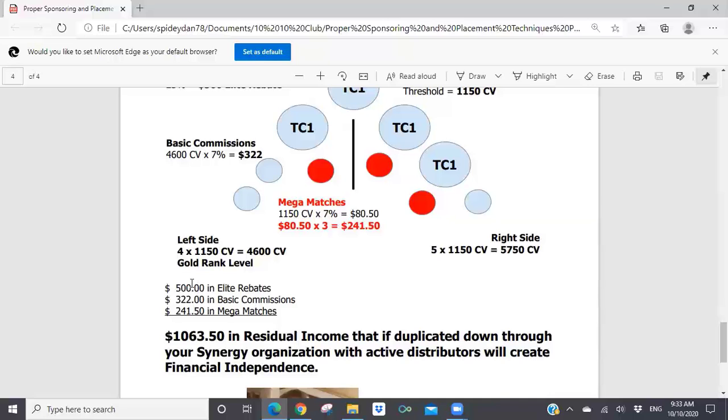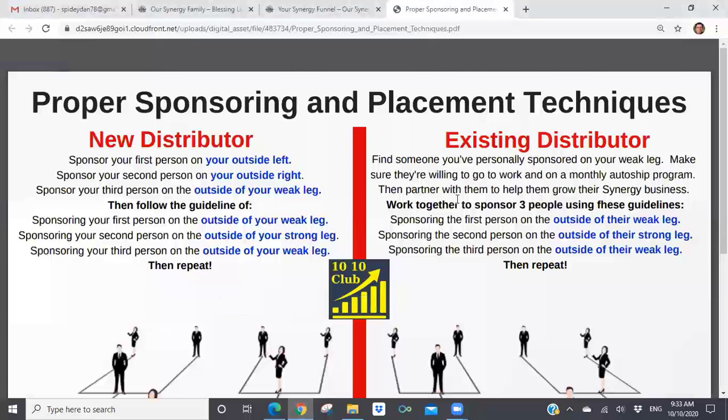Now, the last thing I want to go over before we open this up for any questions that you might have is I want to come back to this chart.